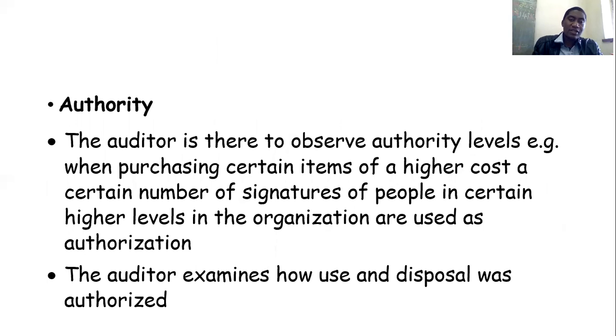Then authority. The auditor is there to observe the authority levels. For example, when purchasing certain items of a higher cost, a certain number of signatures of people at certain higher levels in the organization are used as authorization. The auditor also examines how the asset was used and also disposed.